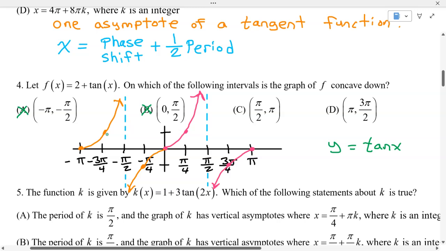What about pi over 2 to pi? That's from here to here. Well, this branch is concave down. So the answer is going to be C. But let's follow through and look at D. The interval from pi to 3 pi over 2. Well, that's sort of off the curve, but we're starting at pi, so you can kind of imagine that if we continued this graph any further, this next portion of the graph would be concave up just like this. So from pi to 3 pi over 2 would again be concave up.